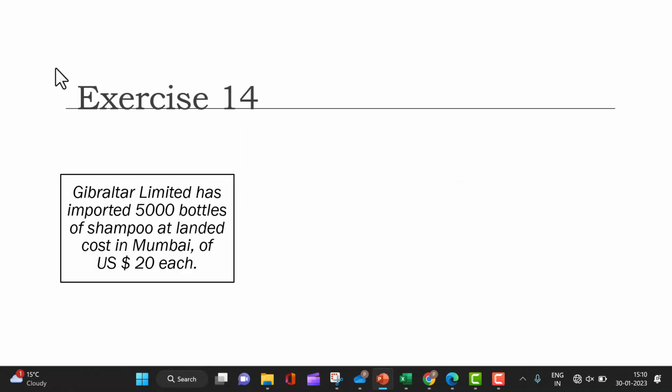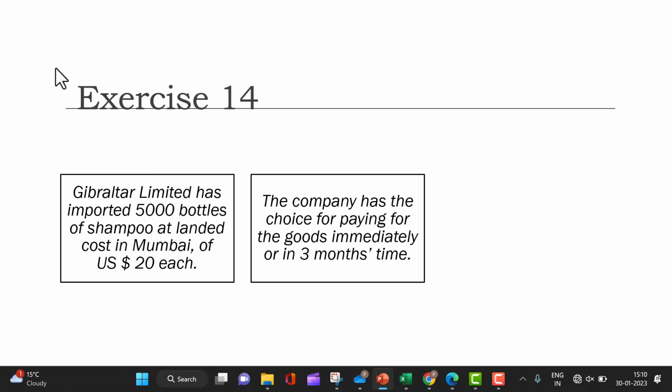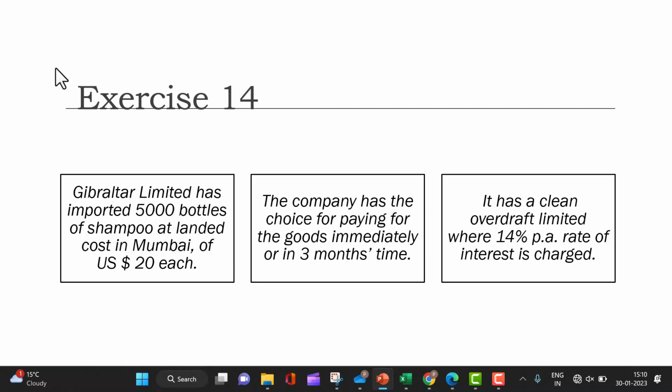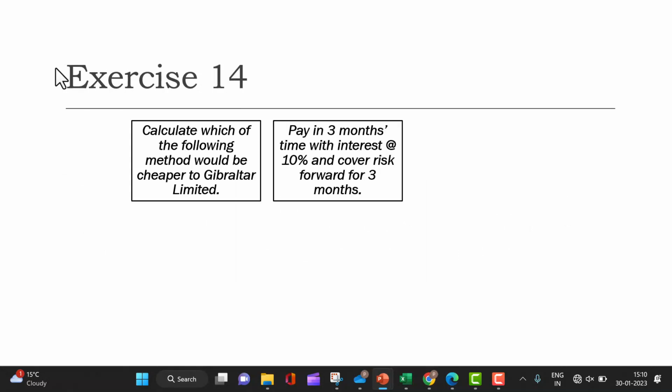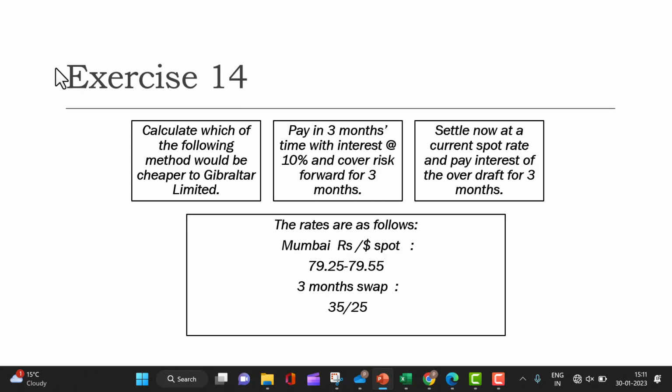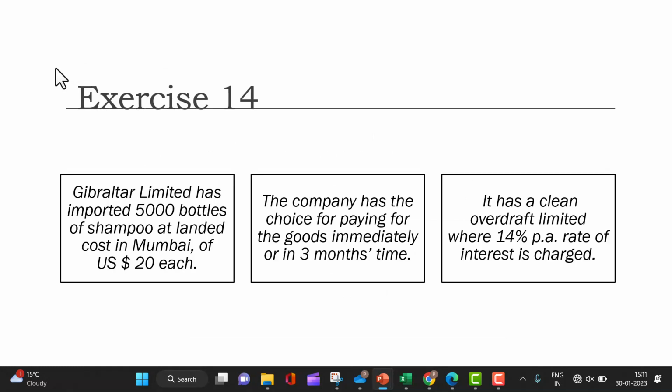Okay, let's do exercise number 14. Now you can do this yourself. Gibraltar Limited has imported 5,000 bottles of shampoo at a landed cost in Mumbai of 20 each. The company has a choice of paying for the goods immediately or in 3 months' time. It has a clean overdraft limit where 12% is charged. Now this question has a little bit of a twist, not the same thing. So he has got 5,000 bottles at 20 each. That means total imports are going to be $1 lakh, 5,000 multiplied by 20.